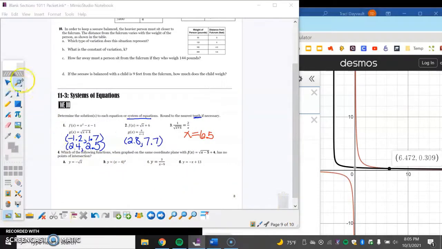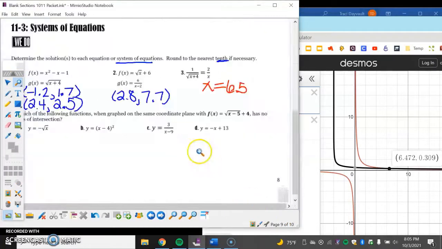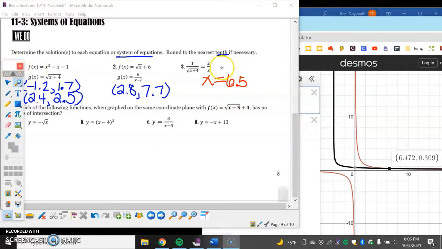Number 4, which of the following functions, when graphed with this, has no points of intersection? We're actually going to do this one without Desmos because we know enough about our functions. So this square root of x minus 5 plus 4, I know the parent function of that. What would that look like? The parent function would be the square root of x, and that starts at 0, 0.